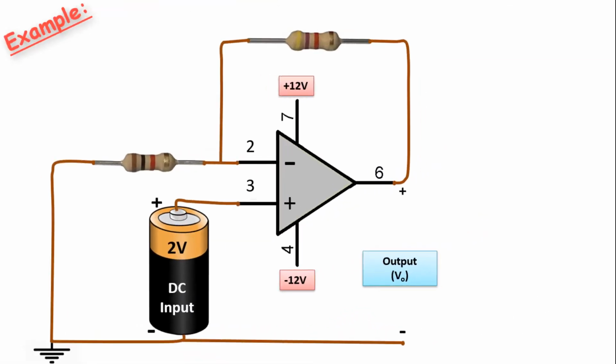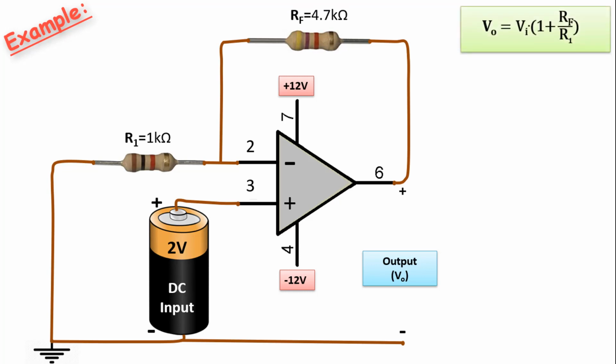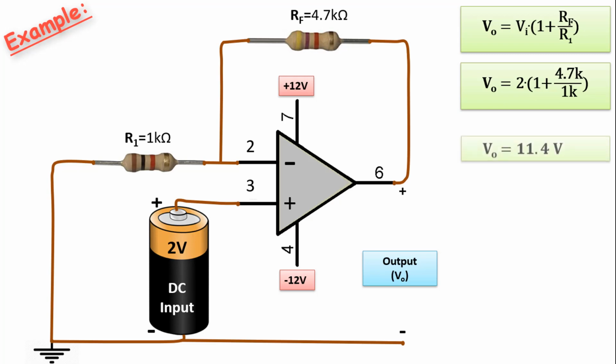We can better understand what we are saying by solving an example. Let the input value again be a 2-volt DC input. Resistance values? Let R1 equals 1 kiloohm and RF equals 4.7 kiloohms. What is the output value? Our formula was VO equals VI times 1 plus RF over R1. If we substitute the values, VO equals 2 times 1 plus 4.7 kiloohms divided by 1 kiloohm. If we do this operation, we find the output value as 11.4 volts. The 2-volt input voltage has been increased to 11.4 volts.